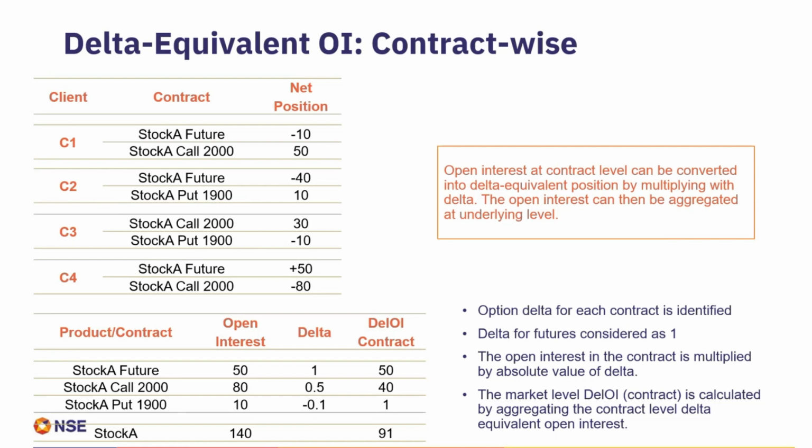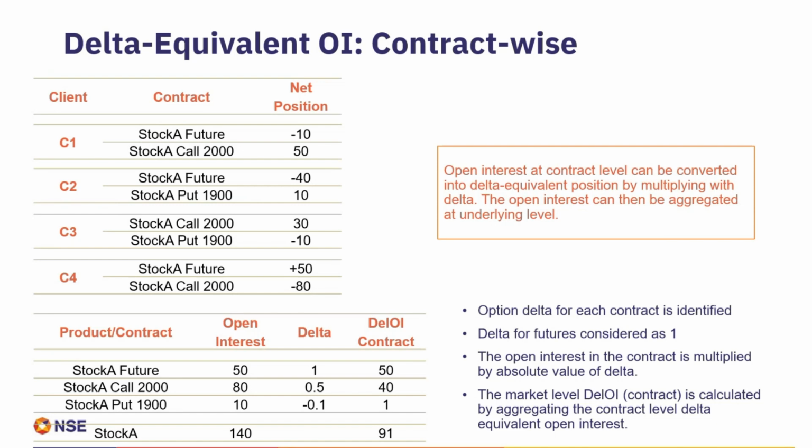The 80 call option becomes 40 in terms of delta because the delta is 0.5. So 80 into 0.5 gives 40. And we take the absolute value of the delta. So minus 0.1 delta here in this example multiplied by 10 becomes 1. So the total open interest in terms of contract wise OI is 91.